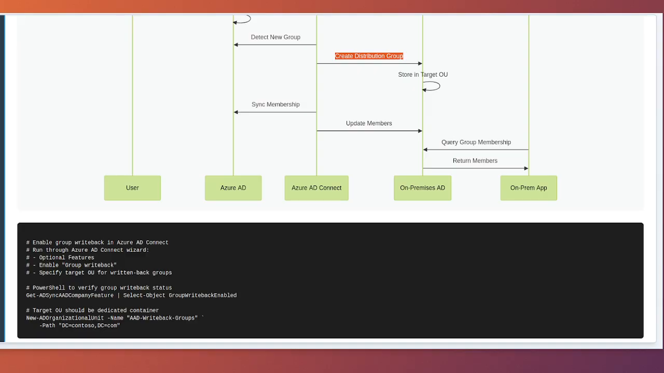For example, an organization using Microsoft Teams for collaboration might have teams that include both on-premises users and cloud-only guest users. If an on-premises application needs to grant permissions based on team membership, Group Write-Back ensures the application can query Active Directory and see the complete team membership.